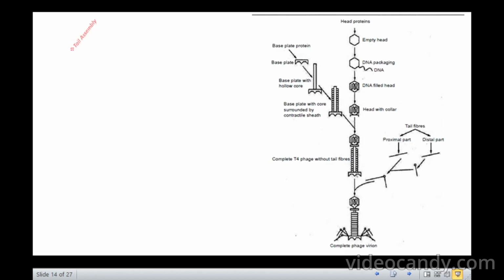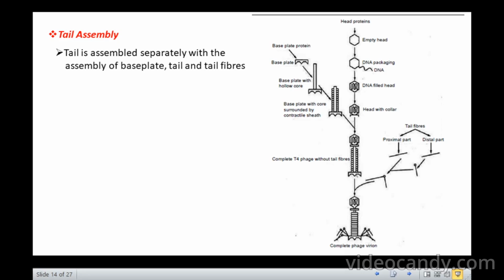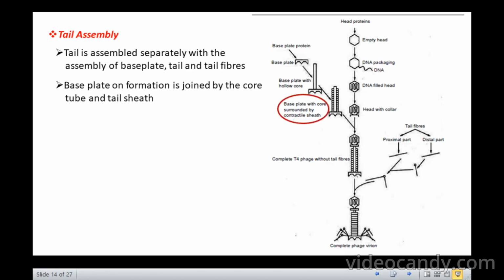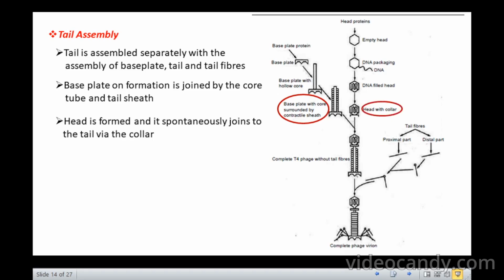After the head assembly comes the tail assembly. The tail is assembled separately with the assembly of base plate, tail and tail fibers. The base plate on formation is joined by the core tube and core sheath. Meanwhile, in another subassembly line, the head is formed and it spontaneously joins to the tail via the head-tail connector, the collar. The tail fibers need not be present for this union.